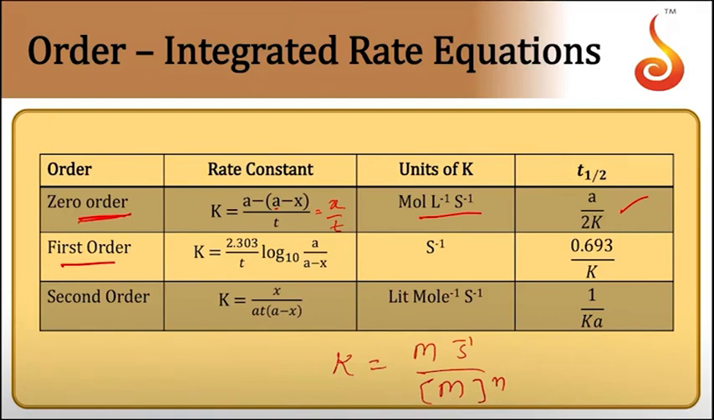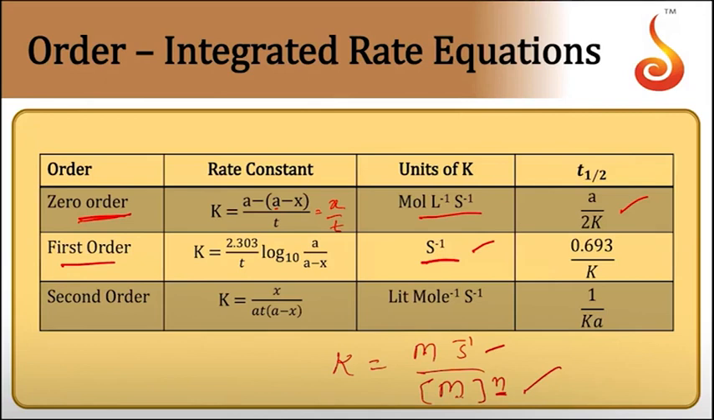Then first order kinetics, K is equal to 2.303 by t into log of a by a minus x, and units are seconds inverse. Substitute here in this expression n is equal to 1, so molar and molar get cancelled. We are left only with seconds inverse. And half-life is given by 0.693 by K.